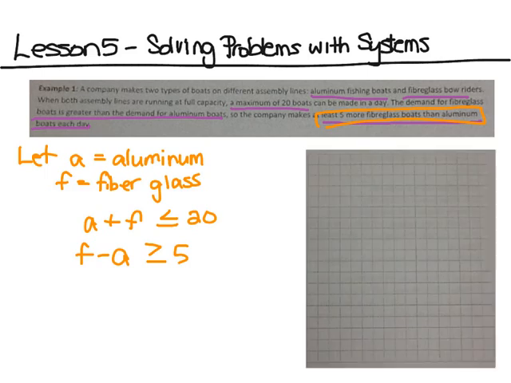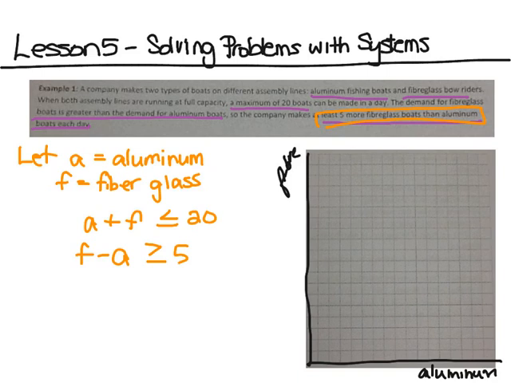So there are our two inequalities, and we are going to graph them. First, make your x-axis one of your boats, so let's call it aluminum, and our y-axis can be fiberglass. Okay, so we are going to graph our first line. Let's find our F and our A intercepts.